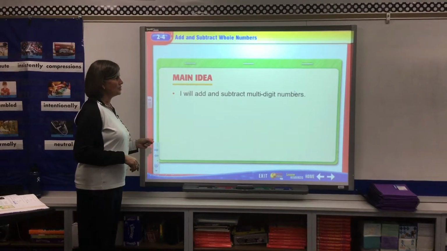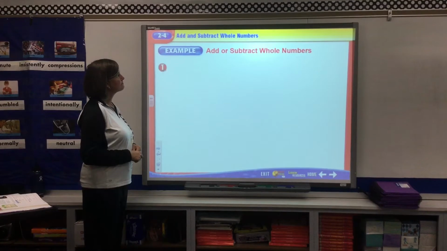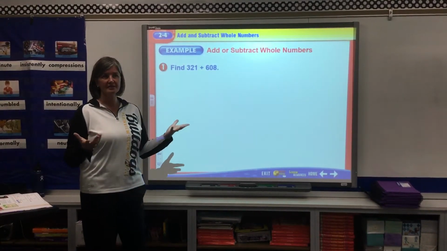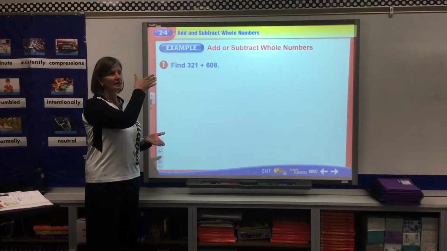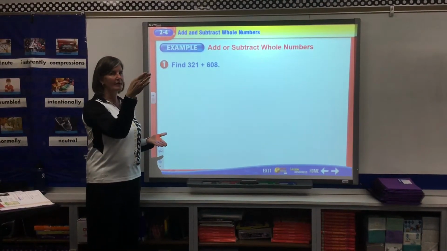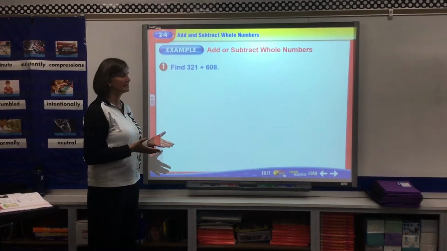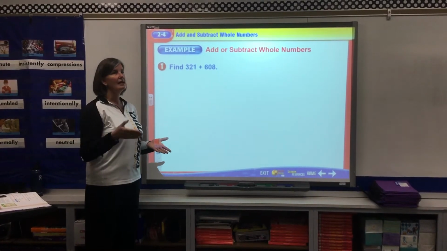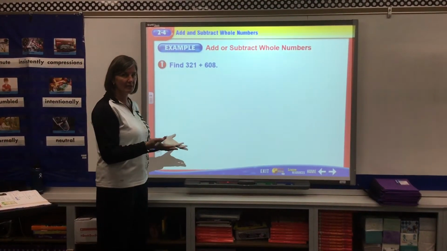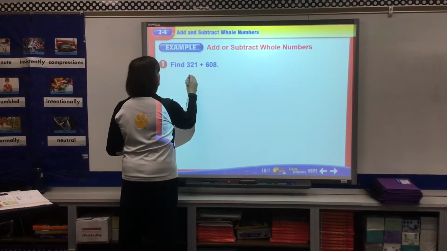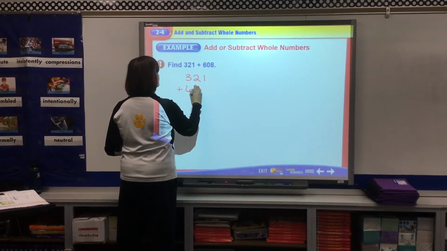We're going to add and subtract multi-digit numbers today. All right, starting with this example. The first thing I want to point out is we don't add or subtract going side to side. So it's very important. The first thing you need to do when you get a problem like this is to rewrite the problem. Be careful when you rewrite the problem, because you always want to make sure that you're copying the problem correctly. So we're going to start with 321, and I'm adding 608.